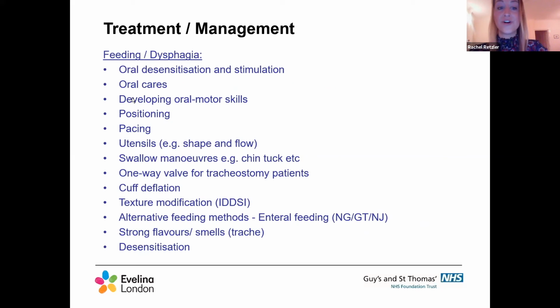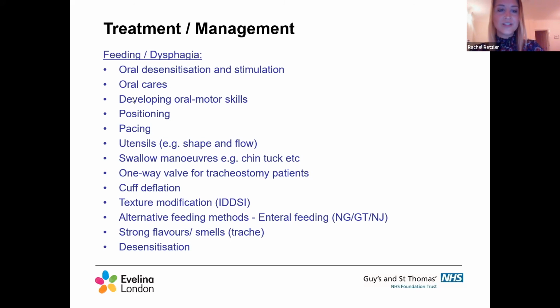So with our overall assessment, speech and language therapists look to treat and manage feeding and dysphagia. Some ways that we do that are through oral cares. Putting an oral care plan in place can be very important. Oral desensitization and stimulation plans, developing oral motor skills as needed, changing position and pacing, and training and educating parents and people who will be feeding that child, looking at different utensils and bottles and cups, looking at different swallowing maneuvers such as chin tuck.